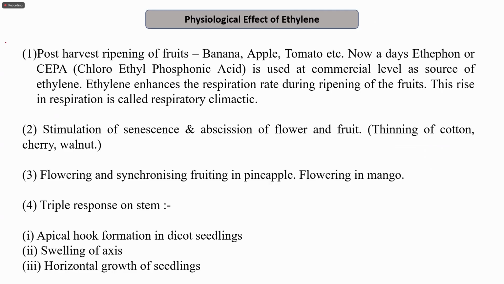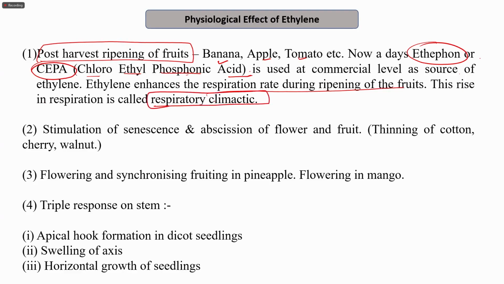What is the physiological effect? Firstly, post-harvest ripening of fruits. So banana, apple, tomato, etc. Nowadays, ethephon or CEPA, that is chloroethyl phosphonic acid, is used at commercial level as a source of ethylene. So these terms are important. It enhances the respiration rate during the ripening of the fruits. This rise in the respiration is called the respiratory climacteric. This is important.